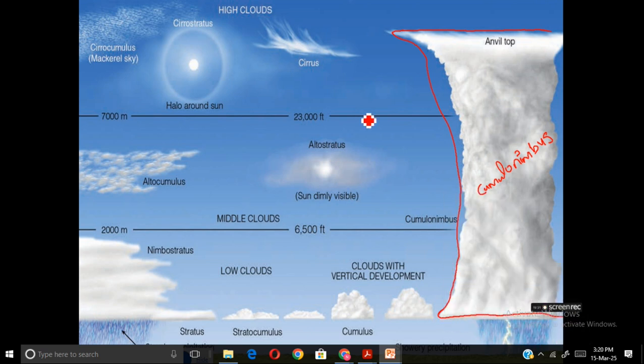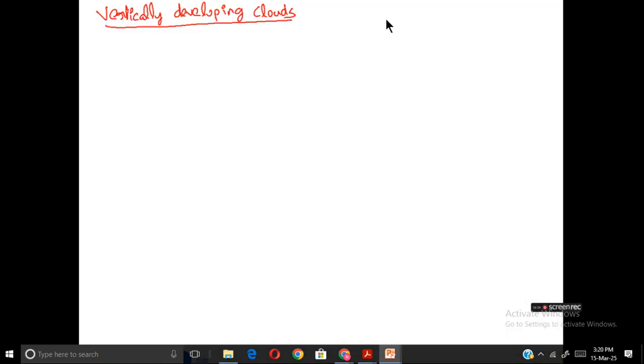So this is generally the LCL, and the level of neutral buoyancy is where the cloud generally stops growing. Above it, clouds only exist. So that is the level of neutral buoyancy. Because above that, the temperature increases with respect to height in the atmosphere, so it is not possible for the cloud to develop further beyond that. So generally, that is the top of the cloud, which is known as the level of neutral buoyancy.